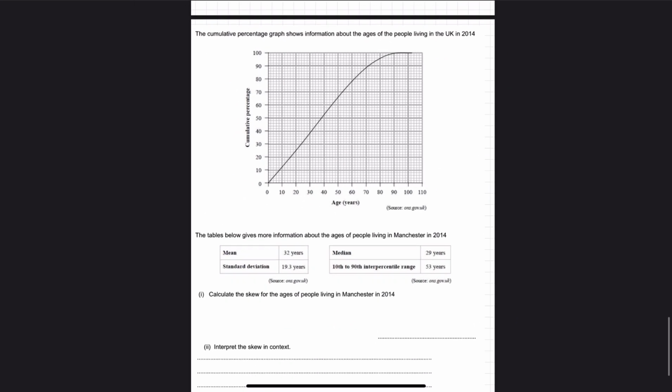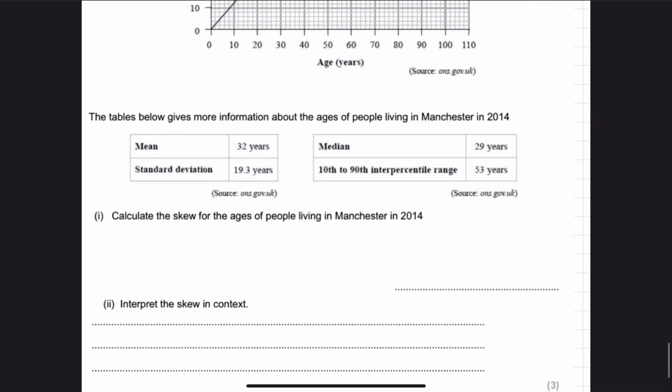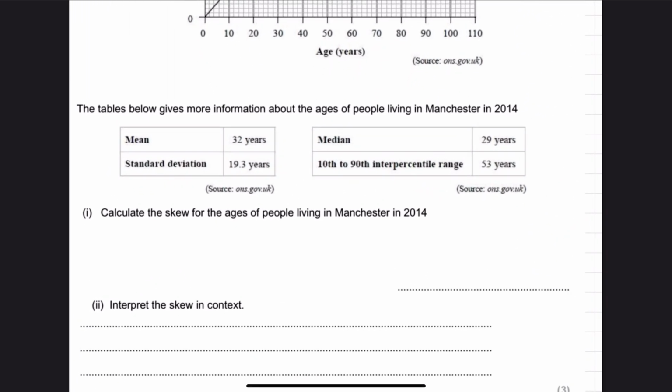Okay, final question. So calculate the skew. We're going to use the formula 3 mean minus median over standard deviation. So 3 times 32 minus 29 over standard deviation 19.3, which gives me 0.4663.